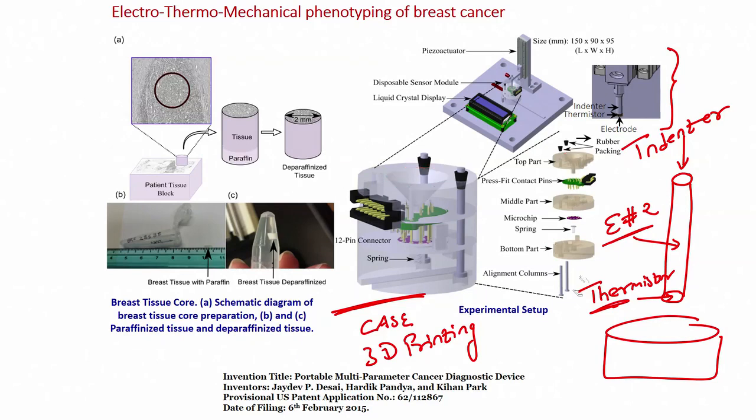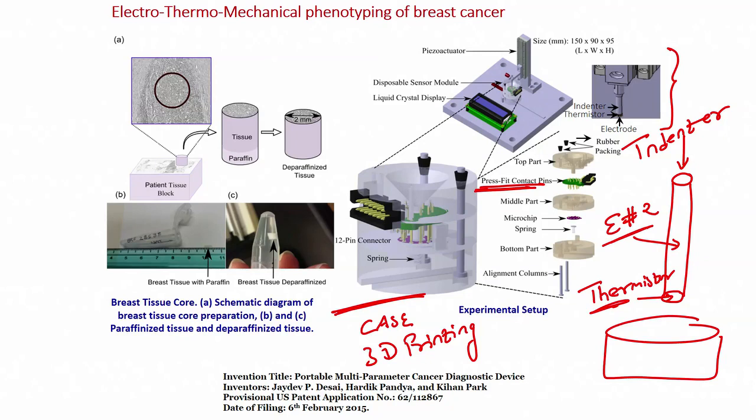So, what exactly have we done? Here we have made a 3D printed case that is integrated with a microchip. There are no solder wires. There is no soldering, no wire bonding, but there is a press fit contact. Press fit contacts. This particular design makes our life so easy.